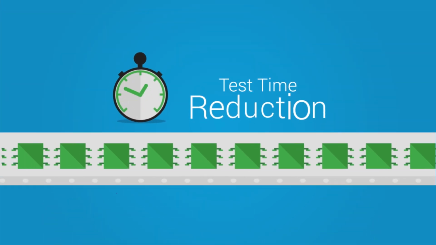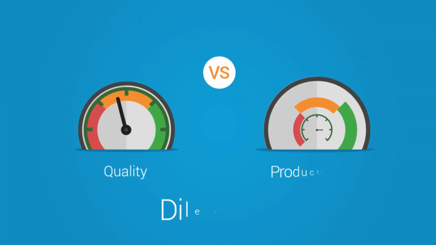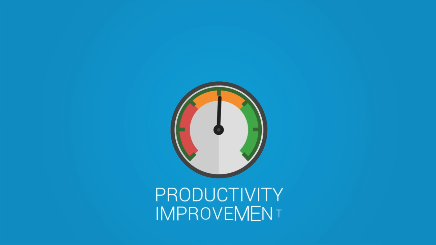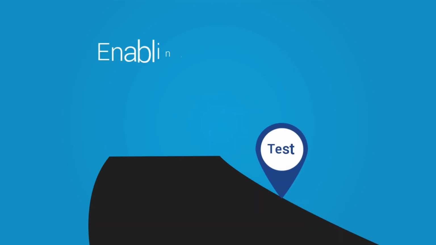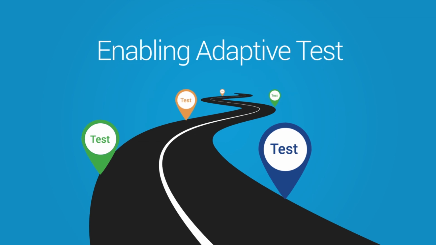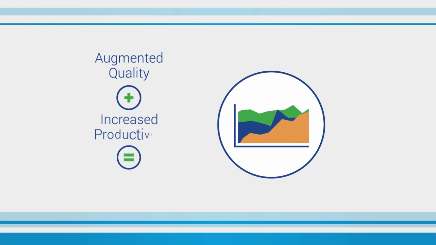Another challenge for engineers is test time reduction, which often poses a quality versus productivity dilemma. Stop deliberating. OptimalPlus has been shown to reduce test time for semiconductor devices by as much as 20% with no adverse impact on quality. Moreover, our adaptive test capabilities allow you to reintroduce expensive tests at predefined intervals, enabling you to consistently augment quality rather than compromise it.